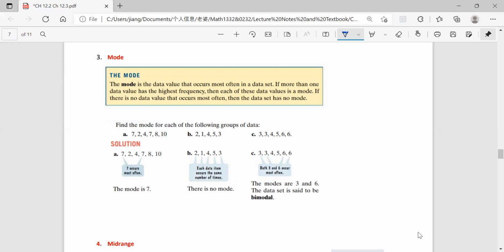That means for a data set, we can have one mode, for example, the set 1, 2, 2, 3. The 2 occurs twice, so 2 is our mode. And the set 1, 2, 3, 4: I don't have any number that appears more than once, so each data value occurs once.